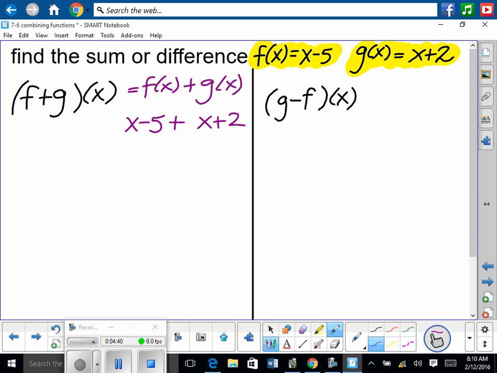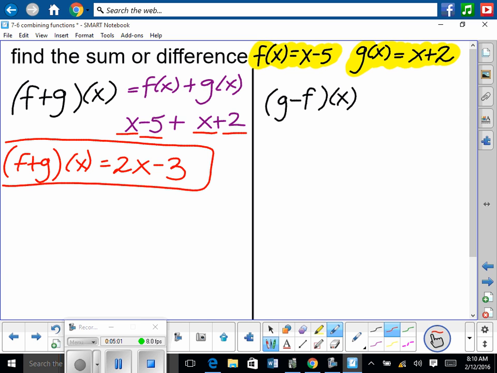Now with addition, we don't have to be careful of anything. We're simply adding like terms. So we're combining like terms with addition. x plus x is 2x. Negative 5 plus 2 is negative 3. And that's f plus g of x. So f plus g of x was equal to 2x minus 3. So not anything hard, it's just getting used to new notation here.